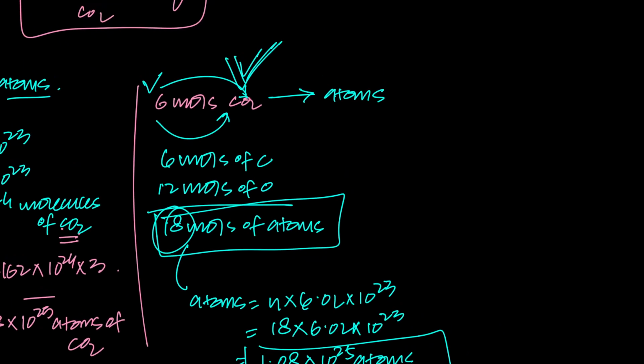How do I know this? This is the hidden relationship. CO2: C into 1, you have 6 moles of C. O into 2, you have 12 moles of O. So in total, you have 18 moles.